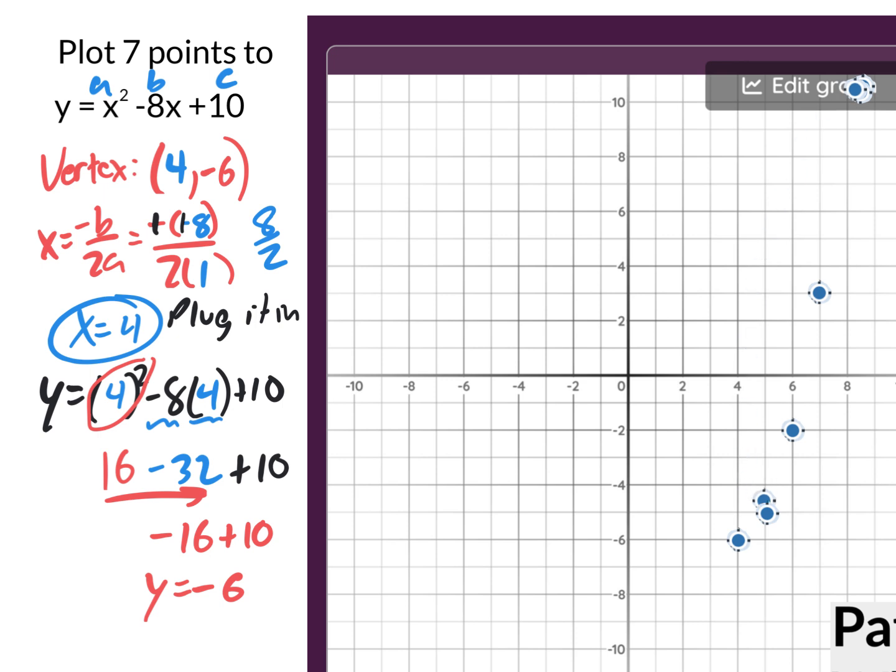And then all you got to do is map it over to the other side, 1 unit away from the axis of symmetry, 2 units away from the axis of symmetry, and 3 units away from the axis of symmetry. And there's your parabola. I hope this video helps, and I hope you guys know how to graph parabolas that have the a value of 1 or negative 1.